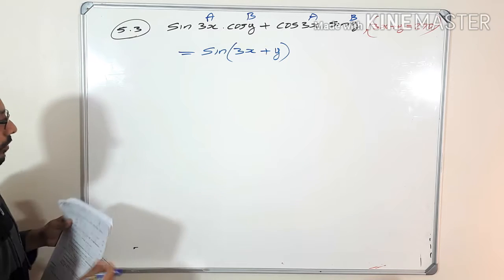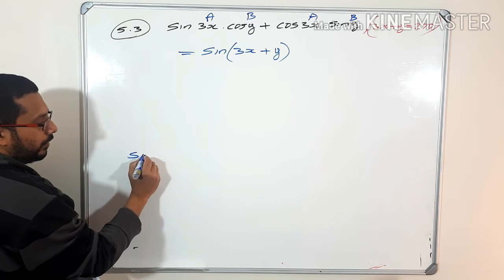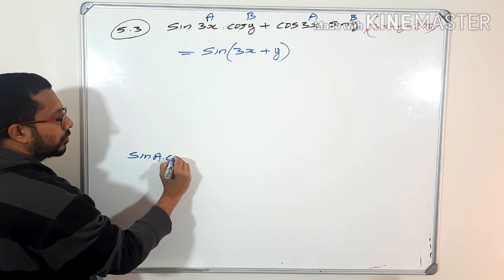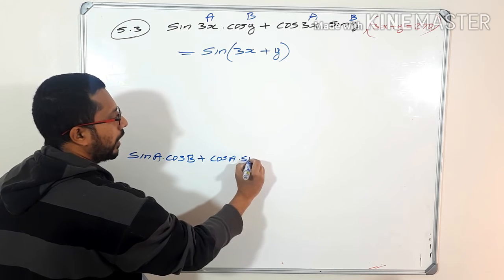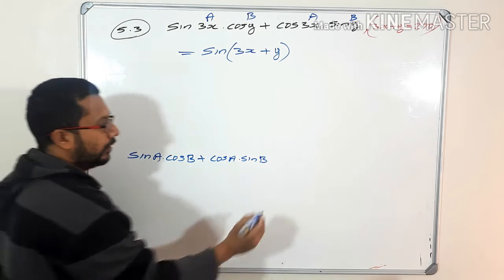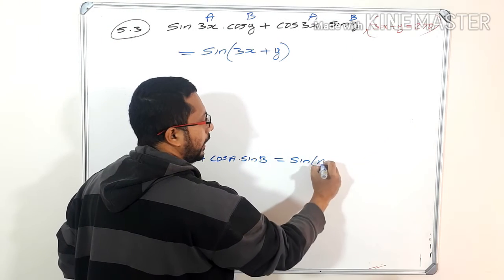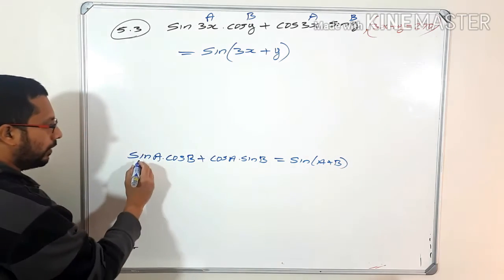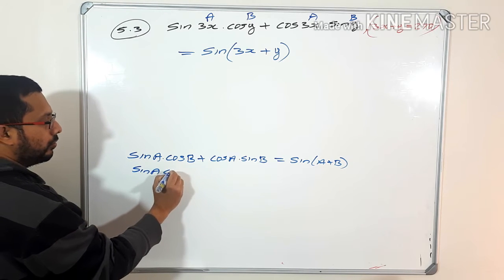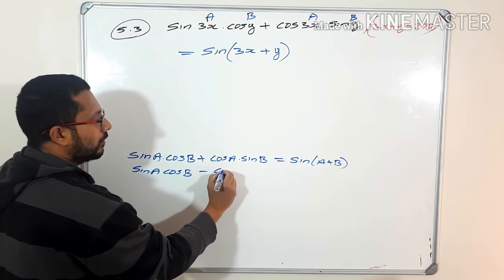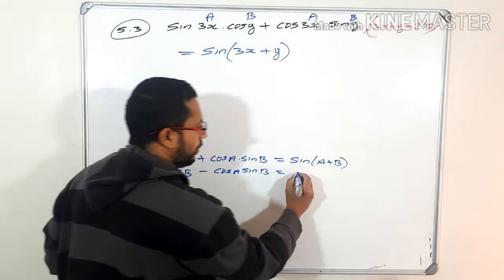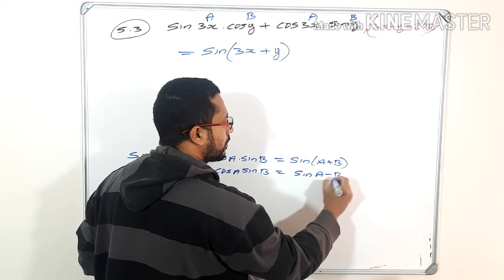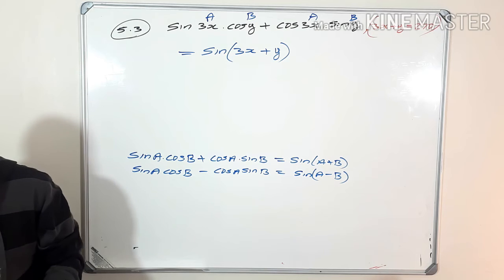In your class you studied this: sin A into cos B plus cos A into sin B. What is that one? Sin of A plus B. Then sin A into cos B minus cos A into sin B. What is that one? Sin of A minus B. Do you remember you studied this in your class? Okay, then what is the other one?